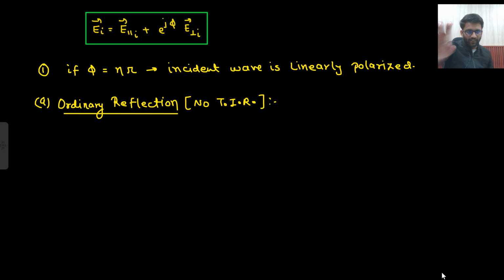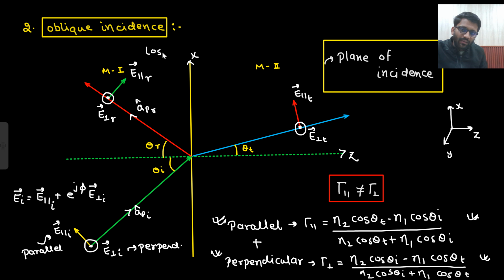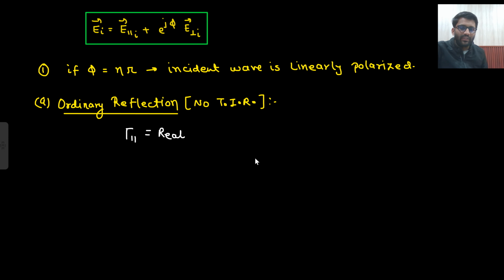Now in the ordinary reflection, that means there is no total internal reflection, in that case what will be my reflection coefficient? Certainly it will be a real quantity, na? Because I am considering both of the media to be lossless. In this case, we will always consider the medium to be lossless only. Forget about lossy medium, okay? Or we can take the lossy cases as well. So here, gamma parallel is real and gamma perpendicular is also real. But one thing I am pretty sure of is that these two are never equal.